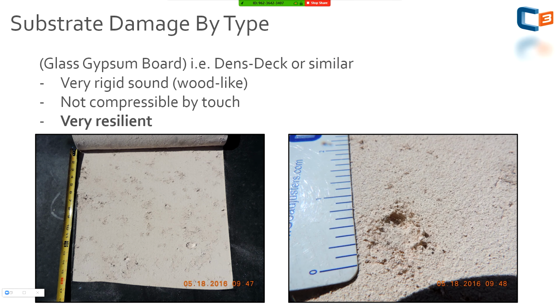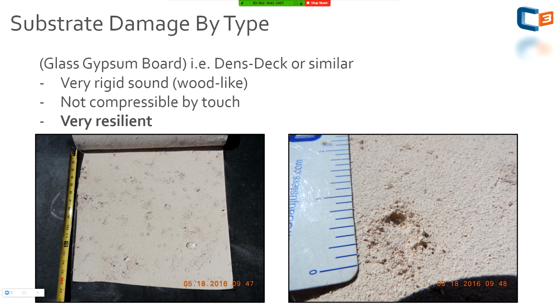So another common substrate type is glass gypsum board. This can be called Dens Deck board, Secure Rock. There's a few different manufacturers. Georgia Pacific and USG are probably the top two. And this is a very rigid sound. It's almost wood-like, not very compressible by touch. It sounds just like knocking on drywall, right? So extremely hard and very difficult to impact.